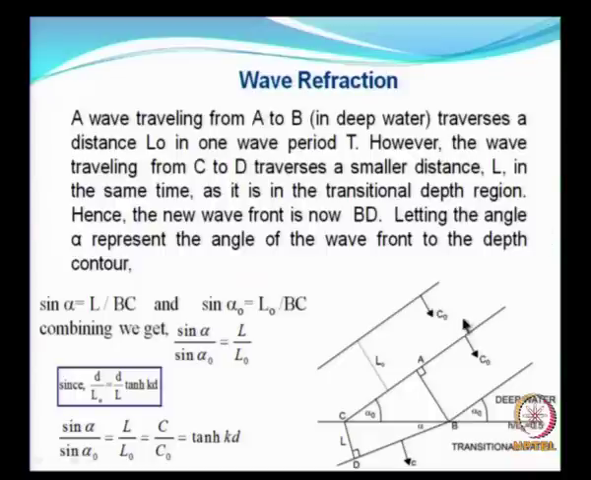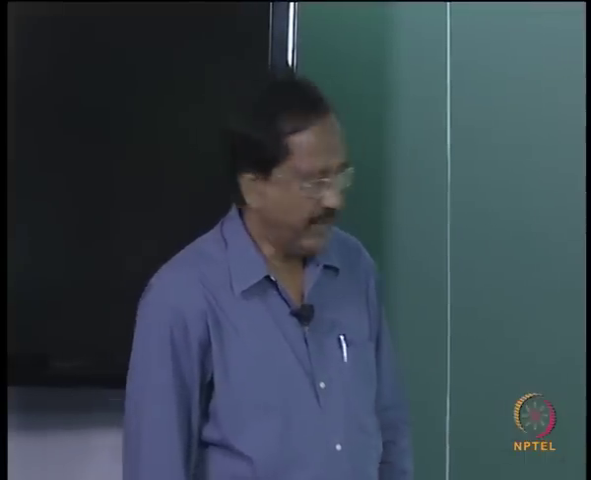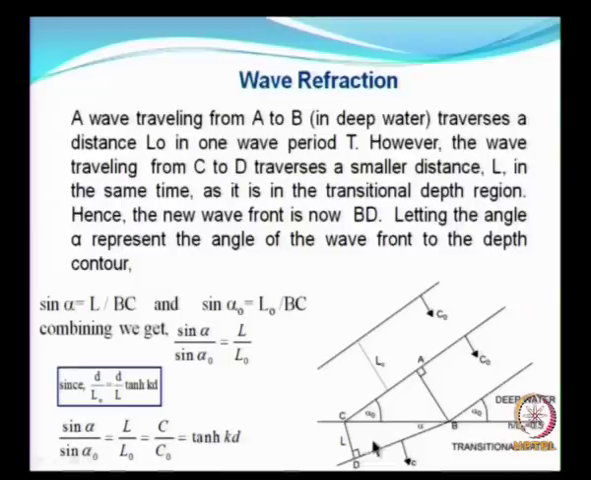So, let me say that this is the water depth contour, and the angle made by the wave crest with the depth contour is alpha naught, which becomes alpha when the wave front is in transitional waters. Now look at this picture, this is what conveys the phenomenon of wave refraction.